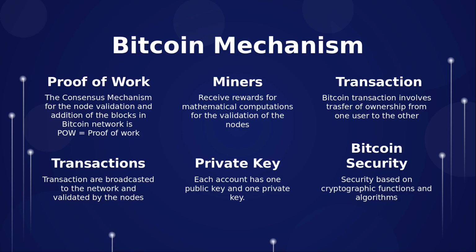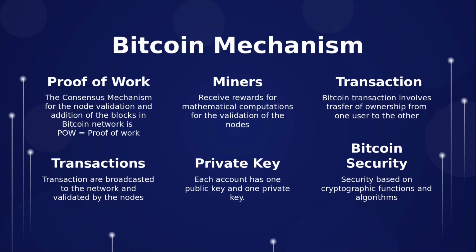Proof of work involves solving a computationally complex mathematical puzzle called a hash function, which requires a large amount of computing power, and this process is called mining. The first miner to solve the puzzle and add a new block to the blockchain is rewarded with newly created bitcoins and transaction fees.